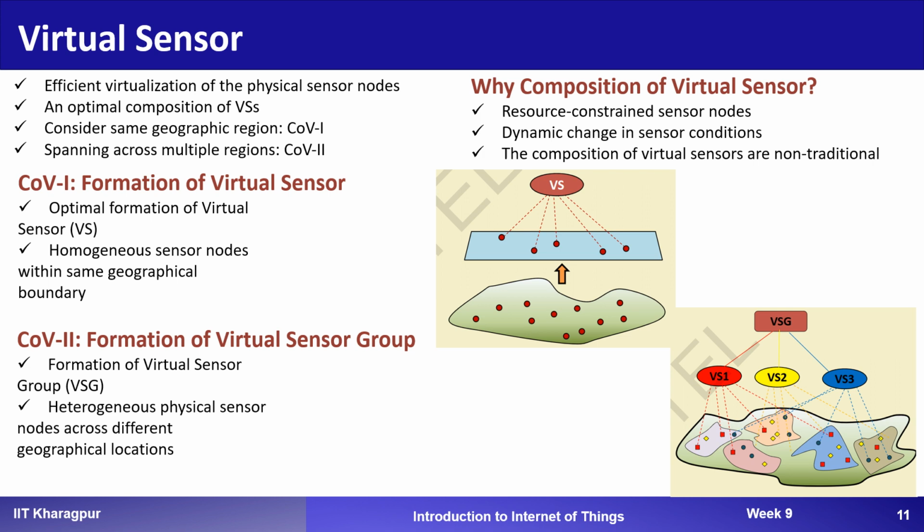And third is that the composition of your virtual sensors is non-traditional. What does this mean? The data which is sensed by your virtual sensor is not traditional. It is not the data which is sensed by a single sensor. It is the combination of different types of data, or composite data, which is sensed by different sensors, and that data is merged, and then the analysis is performed over the composition of this data in order to get the particular analysis.